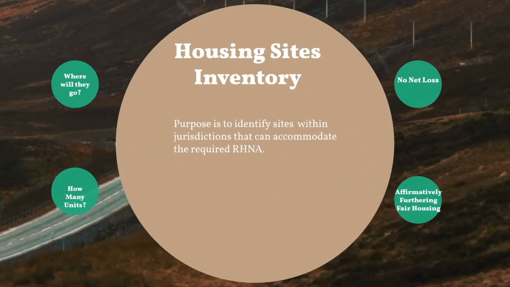The Housing Sites Inventory is a document that identifies properties within the city that can accommodate our required RHNA. We are required to show the number of units and demonstrate that our zoning standards can accommodate the number of units needed for each affordability category. To demonstrate we are able to meet this requirement, we are using the state's default density of 20 dwelling units per acre.